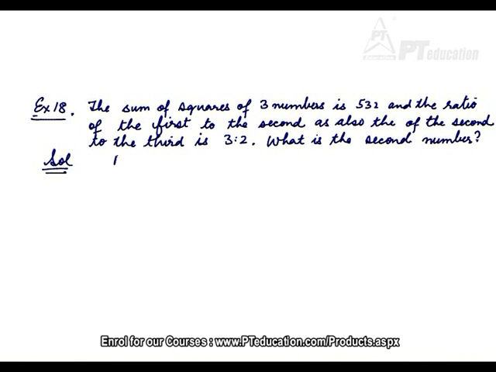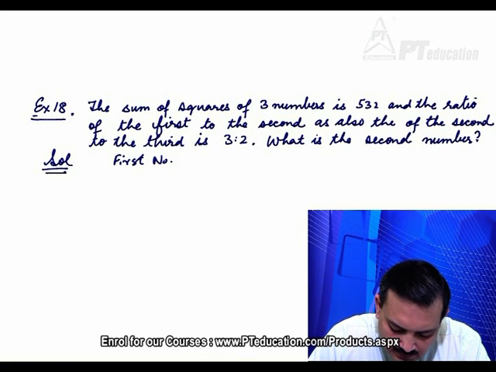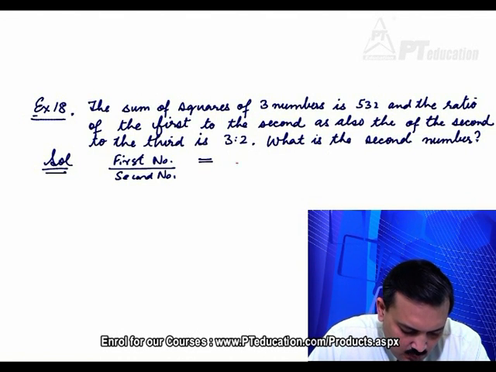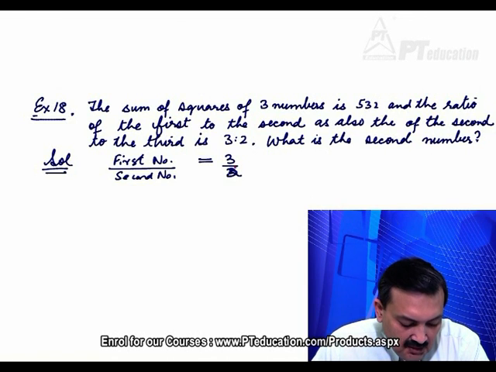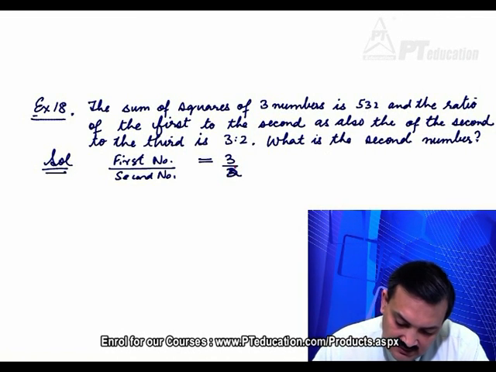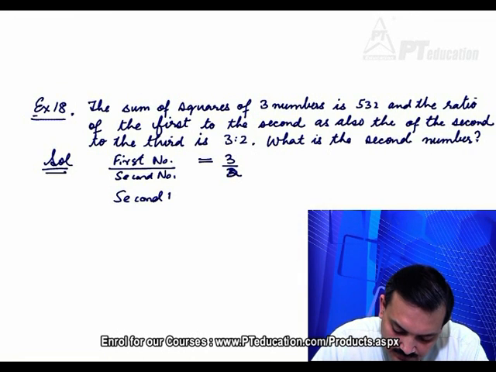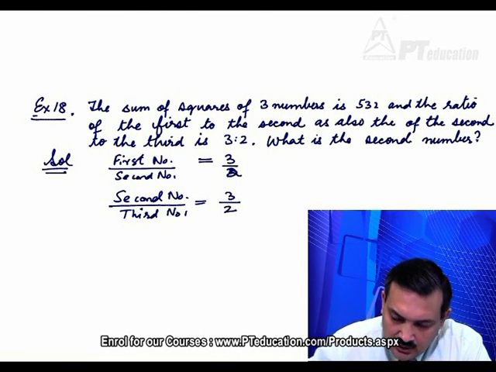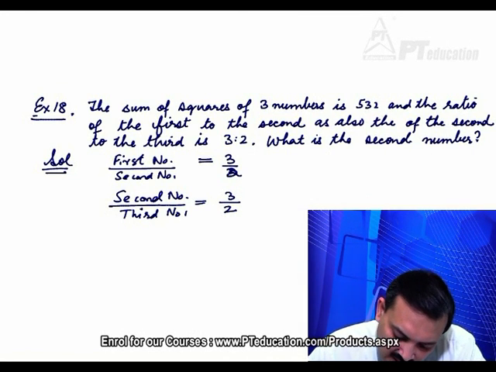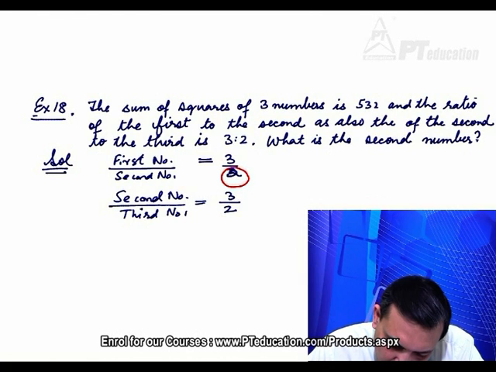It is given to us that the first number is to the second number is equal to 3:2. This is the ratio given to us. But it is also given to us that the second number is to the third number is equal to 3:2. So now the second number was 2 and here the second number was 3.